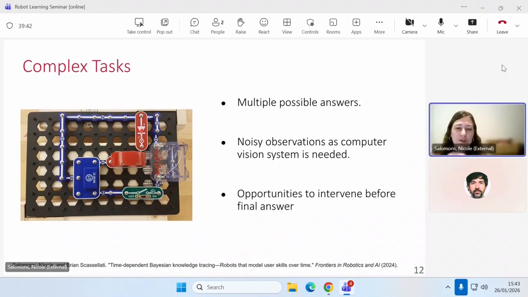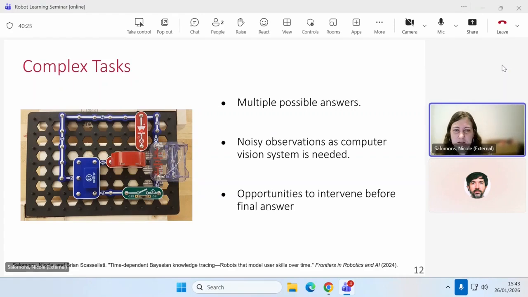So if a robot is interacting with a user, they might be doing something like building an electronic circuit. And as you can clearly see, this is a lot messier or more complicated to understand compared to a simple math problem. In this case, there are multiple possible answers. We don't have these very clean observations of correct or incorrect, right? We have these noisy observations from a computer vision system that detects what the user is doing, when they're adding a piece, when they're moving a piece. And often it takes a user several minutes to complete a task like this. And if a robot is there to help, we don't want the robot to have to wait 3-4 minutes before stepping in.